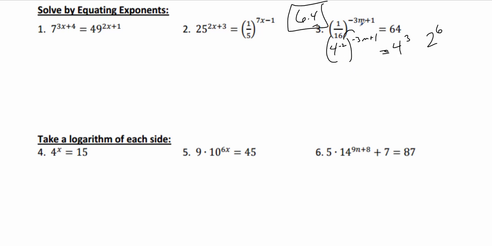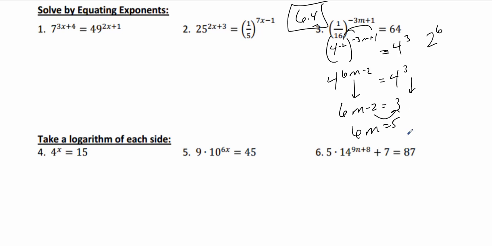So again, I've got to distribute. So that's 4 to the 6m minus 2 equals 4 to the 3. Then again, I can drop the exponents like they're hot. 6m minus 2 equals 3. Bring it over. 6m equals 5. m equals 5 over 6.